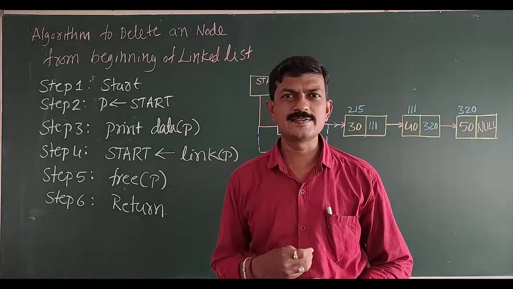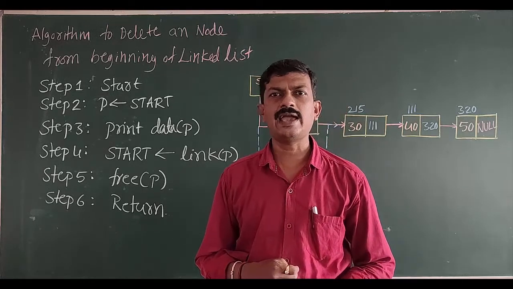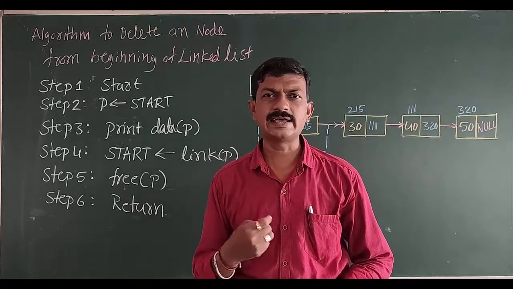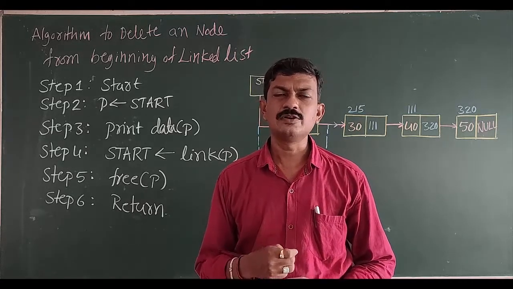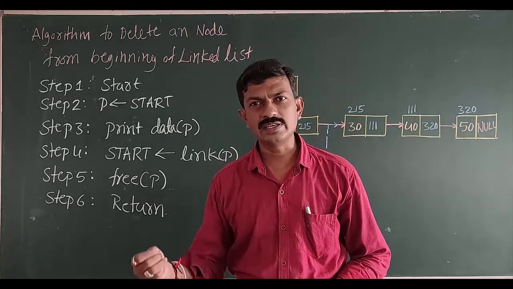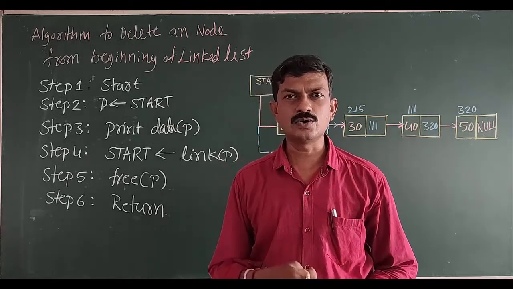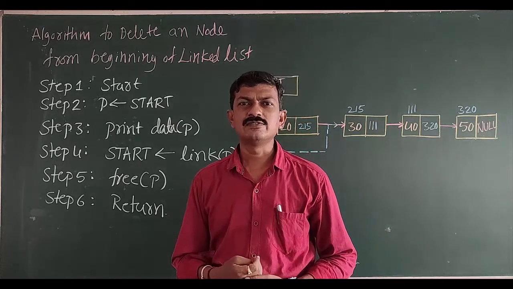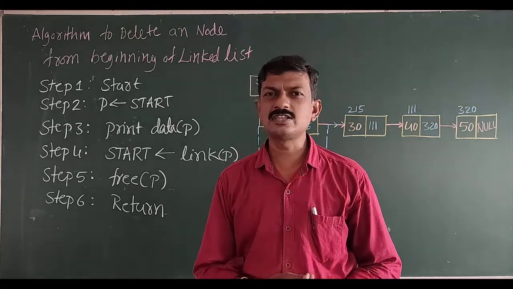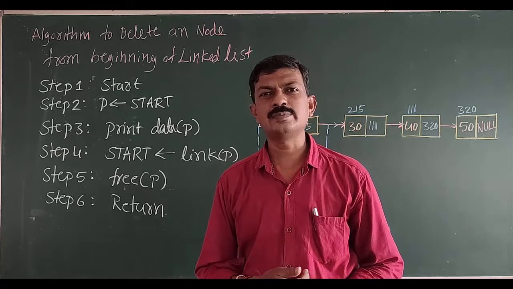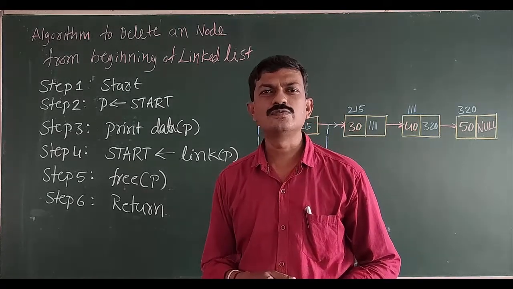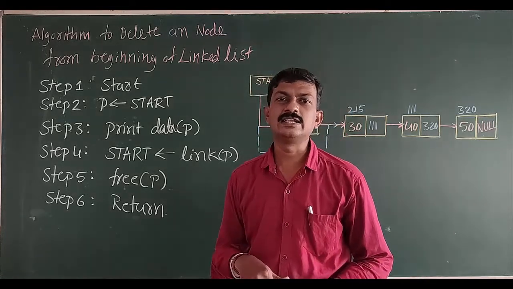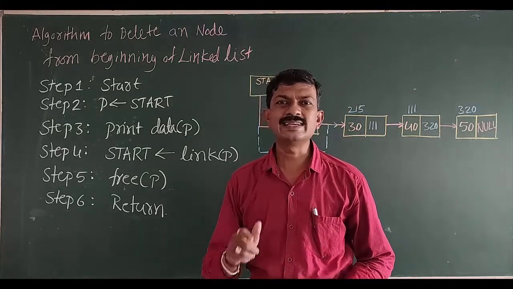There are three different ways in which we are able to delete a node from the linked list. Those are: we can delete a node from the beginning of the linked list, we can delete a node from the end of the linked list, and we can delete a node from anywhere in the linked list. These are the three different ways in which we are able to delete a node from the linked list. Now in this class we are discussing deleting a node from the beginning of the linked list.